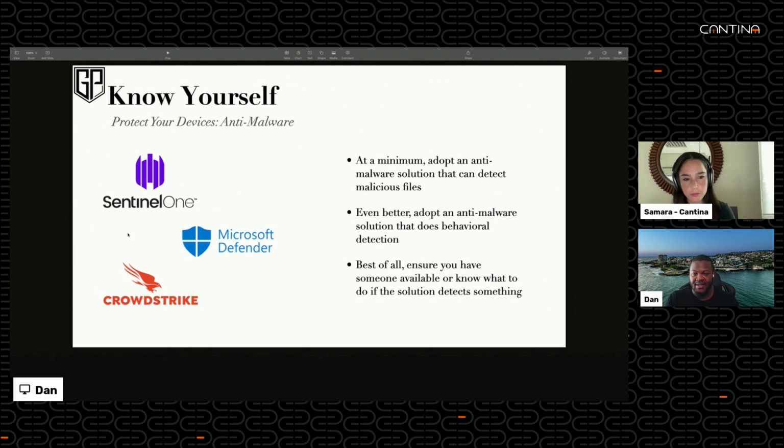That said, you can also get, in some cases, security software for Apple devices as well, which at a minimum will help you detect those things.